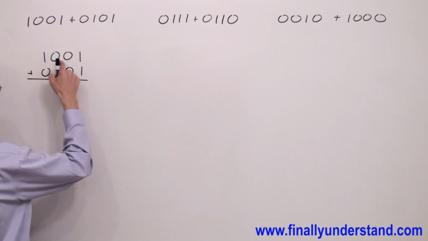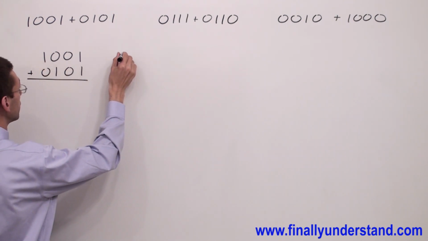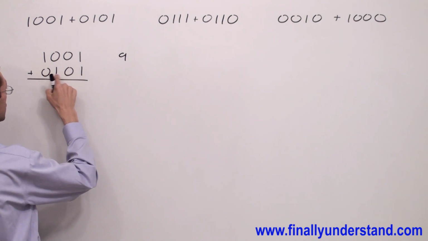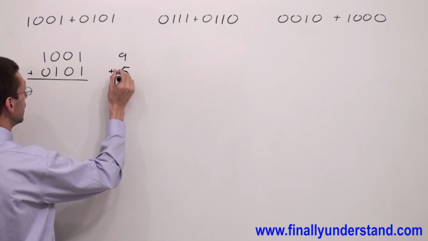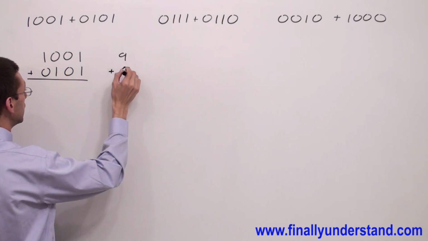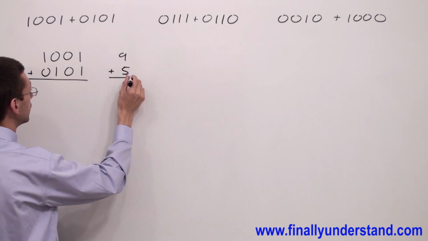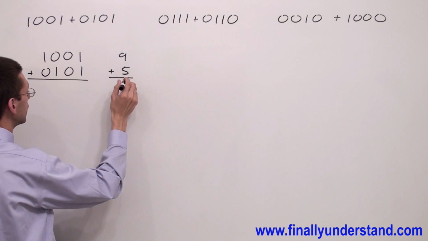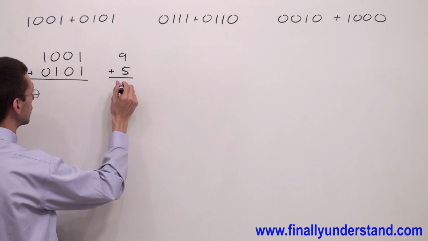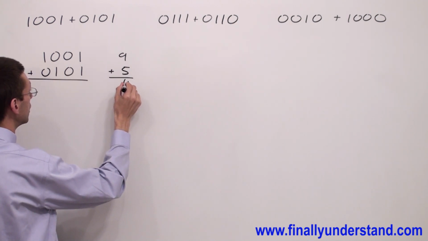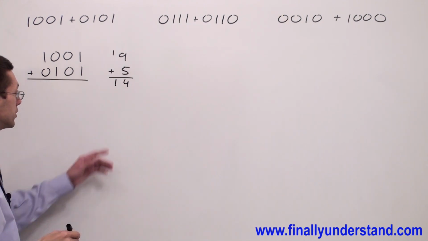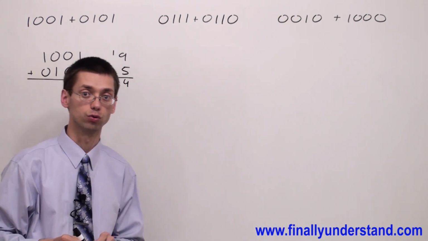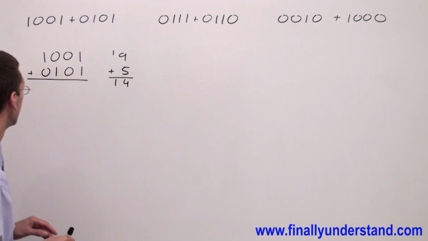Now, this is binary 9, and this is binary 5. Okay, so I have 9 plus 5 is equal 14. So I have 4 and carry of 1. I have 14. Please notice that the answer has 2 digits, 1 and 4, 14.